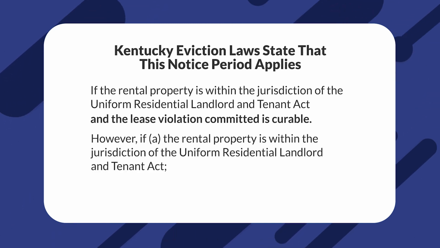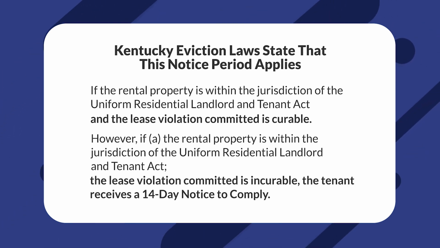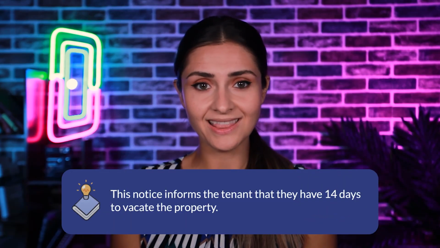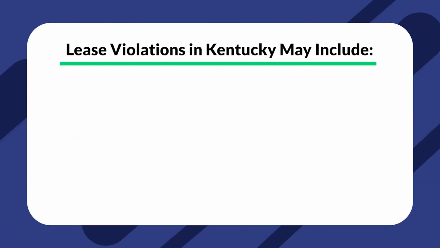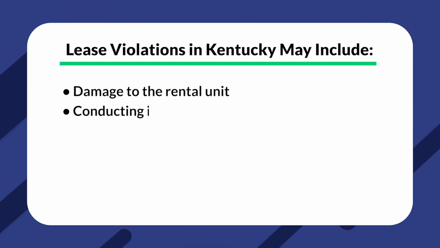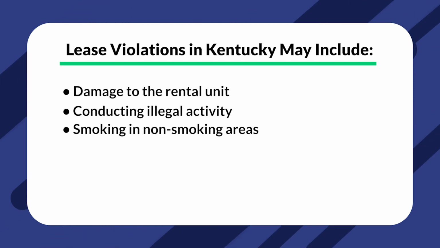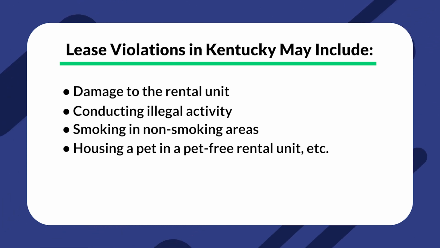However, if the rental property is within the jurisdiction of the Uniform Residential Landlord and Tenant Act, and the lease violation committed is incurable, the tenant receives a 14 days notice to comply. This notice informs the tenant that they have 14 days to vacate the property. If they remain on the property by the end of the 14 days, the landlord can continue filing for eviction. An incurable violation is when the tenant commits the first curable violation a second time within a span of 6 months. Lease violations in Kentucky eviction include damage to the rental unit, conducting illegal activity, smoking in non-smoking areas, housing a pet in a pet-free rental unit, etc.